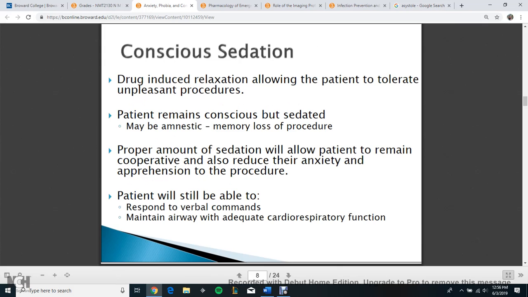Conscious sedation. Drug-induced relaxation allows the patient to tolerate unpleasant procedures. The patient remains conscious but sedated, and may be amnesic, which is a memory loss of the procedure. Proper amounts of sedation will allow the patient to remain cooperative and also reduce their anxiety and apprehension to the procedure. The patient will still be able to respond to verbal commands and maintain an airway with adequate cardiorespiratory function.